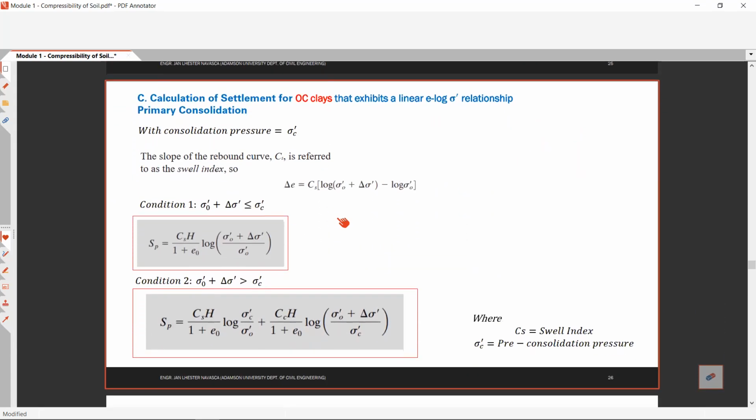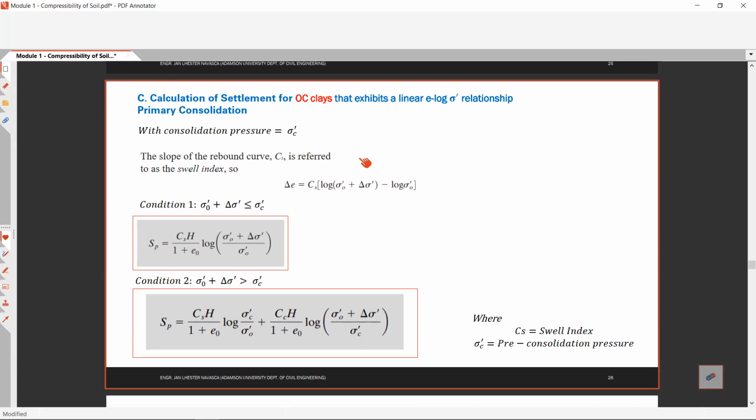For the case naman ng over-consolidated clays, we have two conditions. Okay? Since ang over-consolidated clay is yung past ay yung present ay hindi napunan yung kakayahan ng past. Mas malaki pa rin yung nasa past. So mas malaki yung effect yung pre-consolidation pressure, or yung maximum effective stress sa past na na-experience niya compared to the present effective overburden pressure.